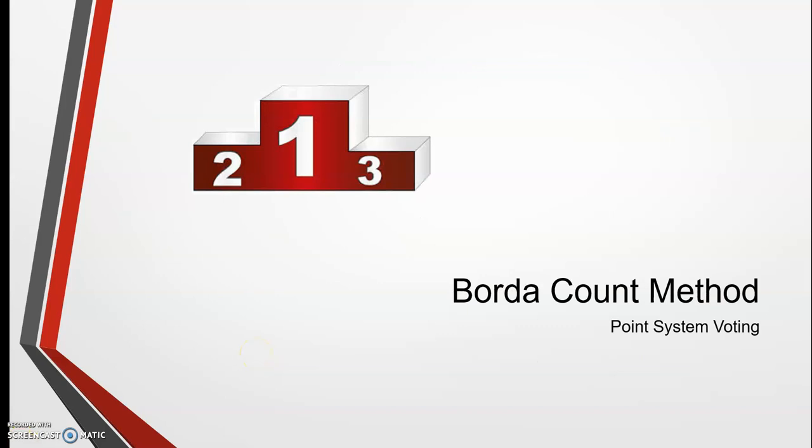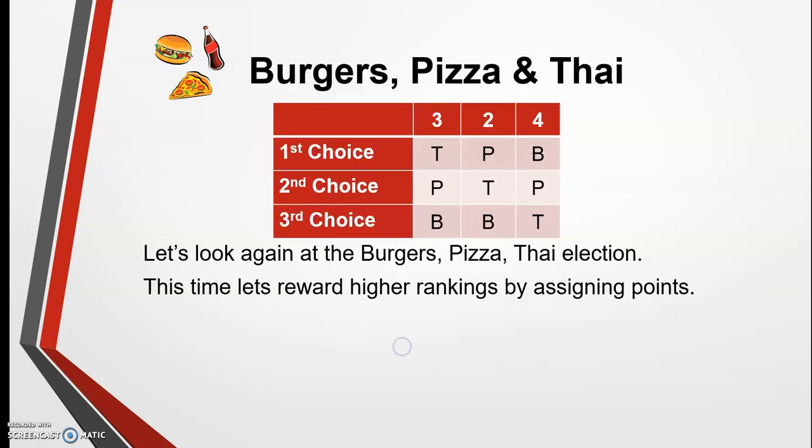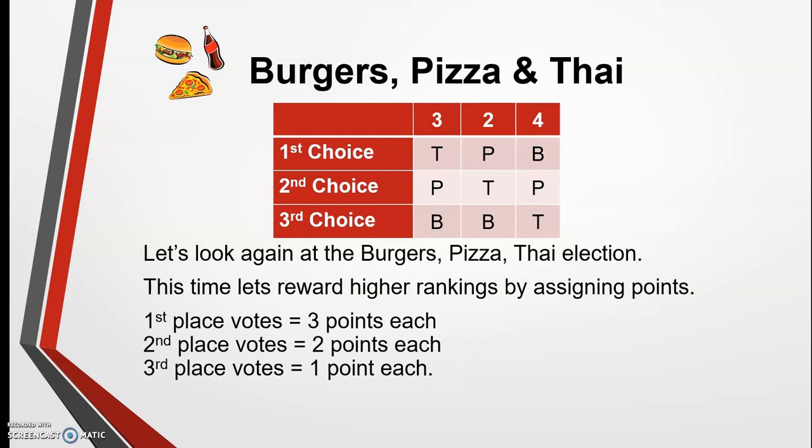So the plurality method used the concept of first place votes to decide the winner. The Borda Count method is actually going to use a point system in order to determine the winner. So let's look again at the burgers, pizza, and tie election. And this time, let's reward higher rankings with higher points. So we'll give 3 points for each first place vote, 2 points for each second place vote, and 1 point for each third place vote.